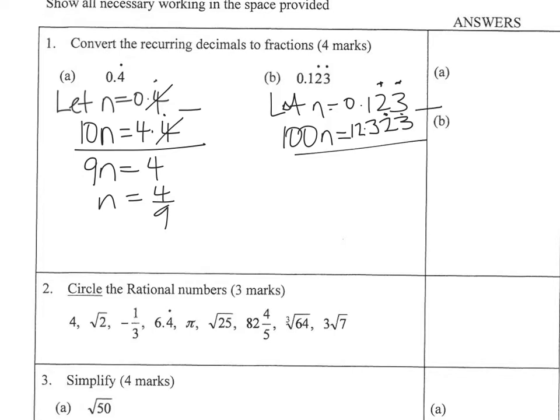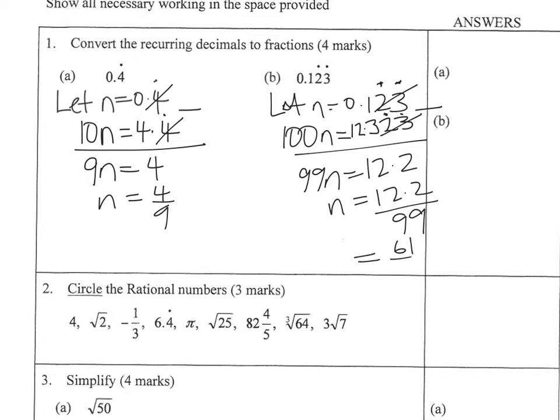Again, we're going to subtract. 100n minus 1n is 99n. The recurring bits cancel out. 12.3 minus 0.1 gets you 12.2. To get rid of the 99, we divide, or put it over 99. Now we can put that into our calculator, 12.2 over 99, and the calculator will simplify it for us to 61 over 495. And check that answer and you'll get 0.12323.